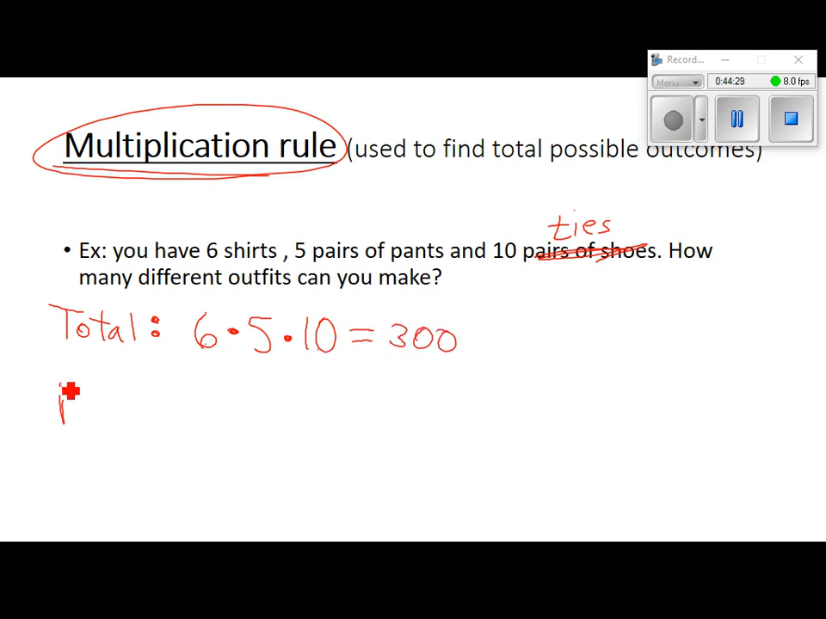Now, what if we wanted to find the probability that I pick out the outfit that I picked out today? So what's the probability that I picked out this exact outfit? 300.